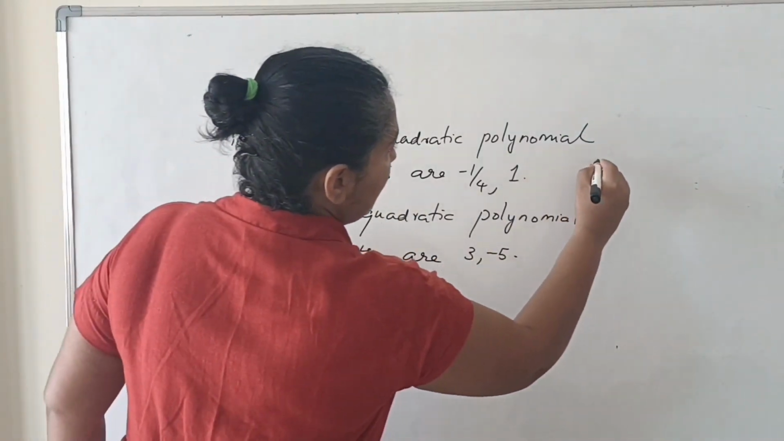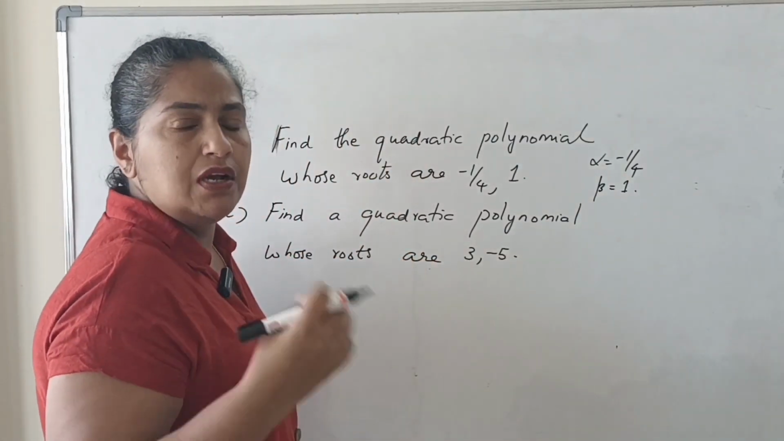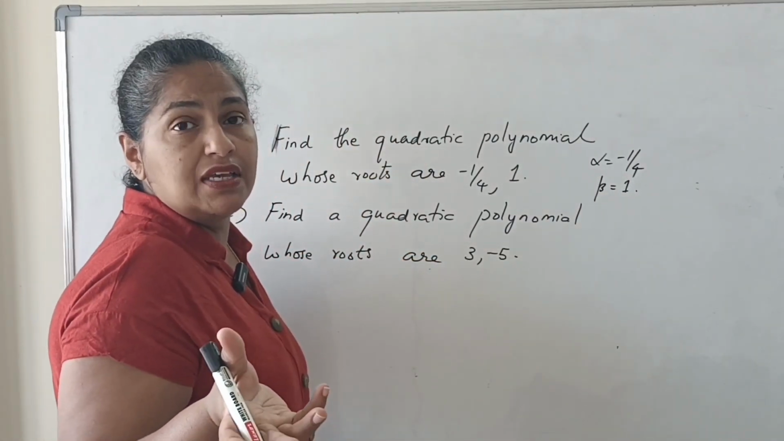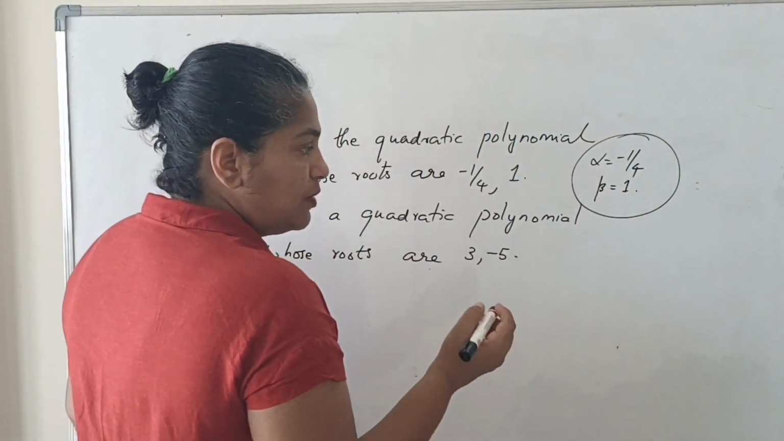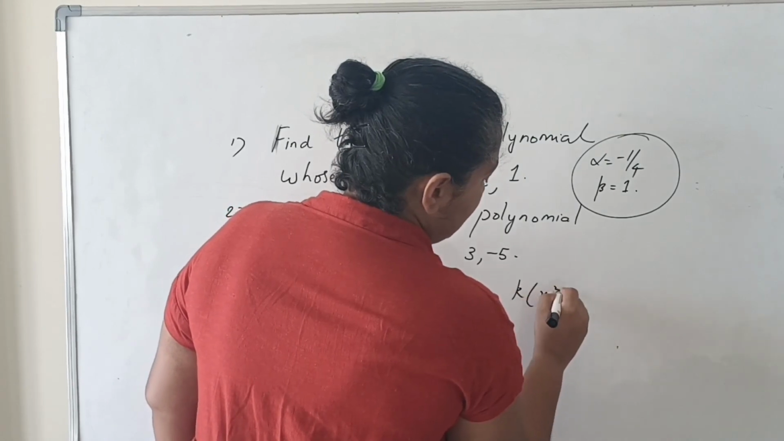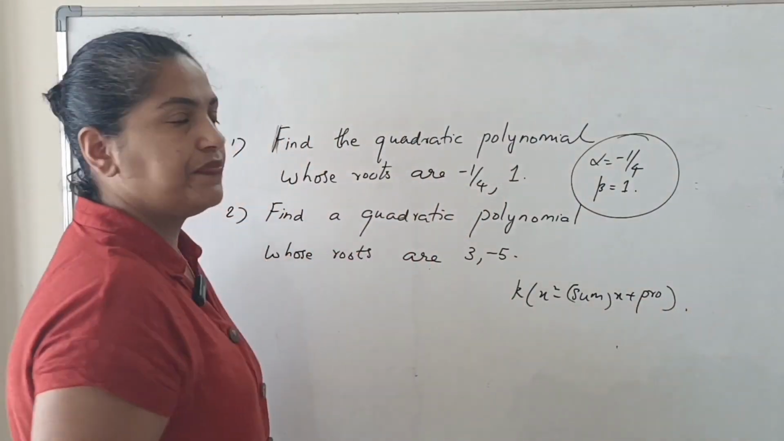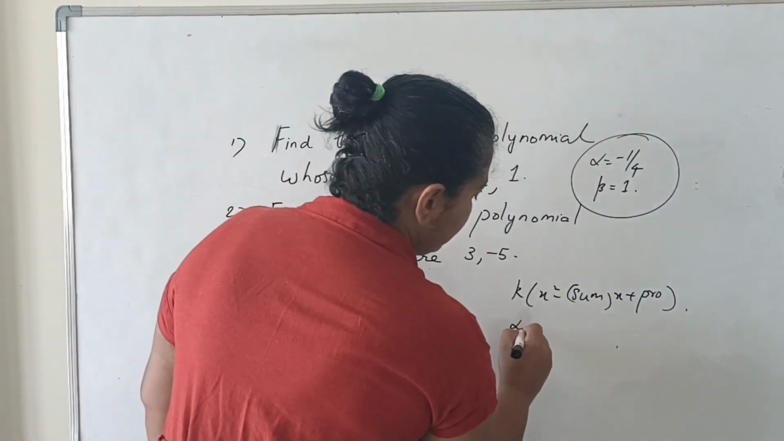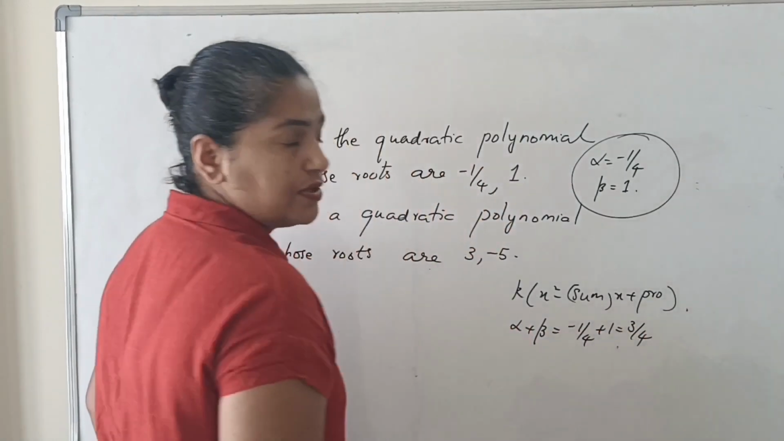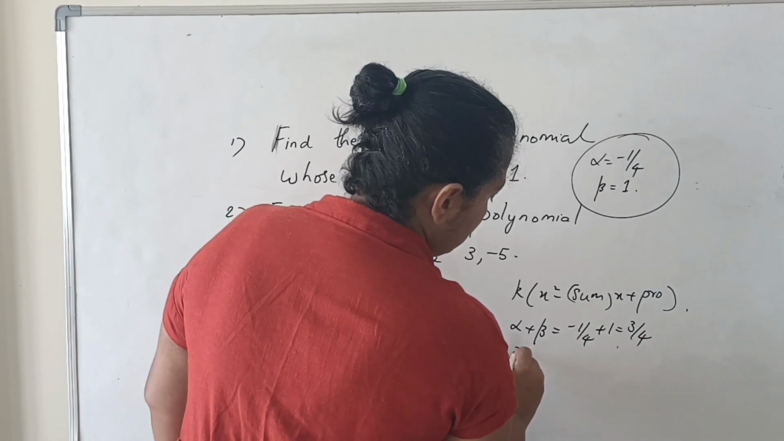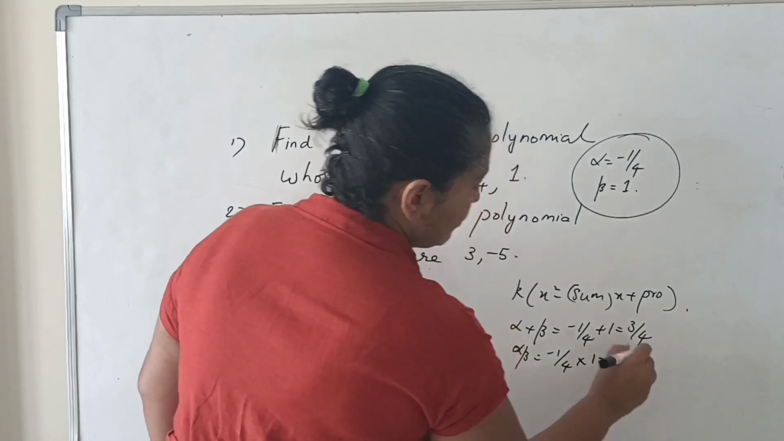See, in this case, alpha is equal to minus 1 by 4. Beta is equal to 1. What is the quadratic polynomial when we are given the roots? As I told you, the quadratic polynomial is given by k into x square minus sum of the roots into x plus product of the roots. What is the sum of the roots? Alpha plus beta is equal to minus 1 by 4 plus 1, which is 3 by 4. And what is the product of the roots, which is alpha into beta, which is minus 1 by 4 into 1, which is minus 1 by 4.